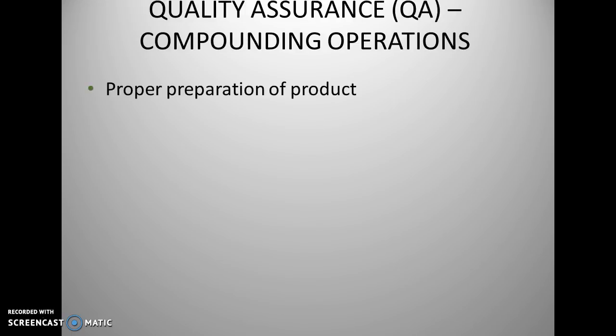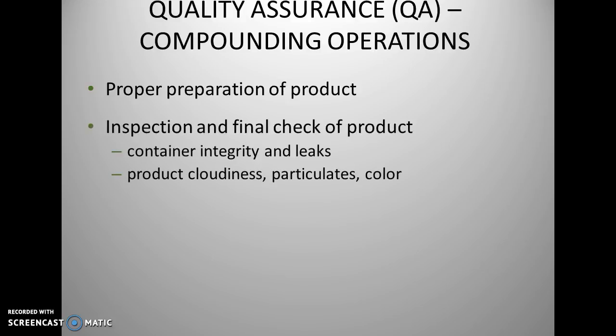Okay, what are some of the things that you will find associated with compounding operations as it relates to quality assurance? Well, you want the product to be properly prepared. You have checks that allow for inspection and, of course, the final check of the product. And what we're looking for is, are there any leaks or integrity problems with the container in which the product is being held? Is there unusual color or particulates in the product? Or is there any cloudiness associated with the product?